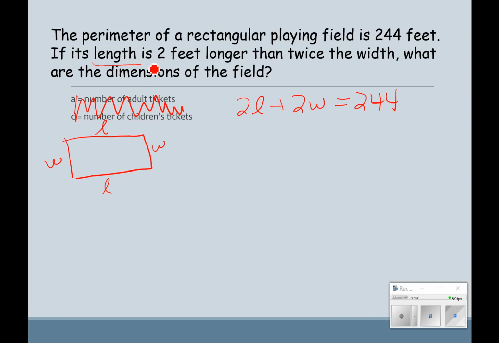And then we know that the length is 2 feet longer than twice the width. So remember, "is" means equals. So length equals 2 feet longer, so 2 more than twice the width. And there's my system. This one, because the equation's already solved for L, I would do substitution.